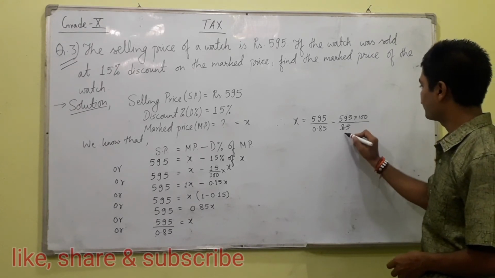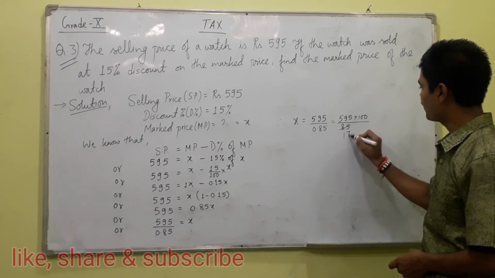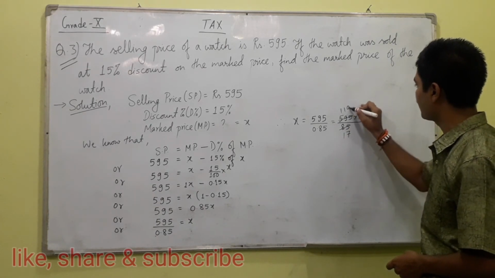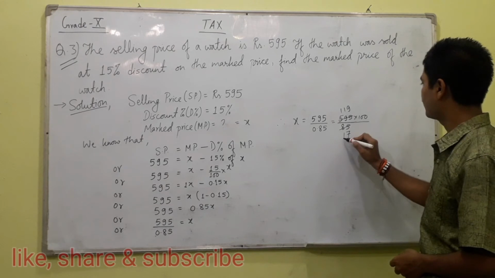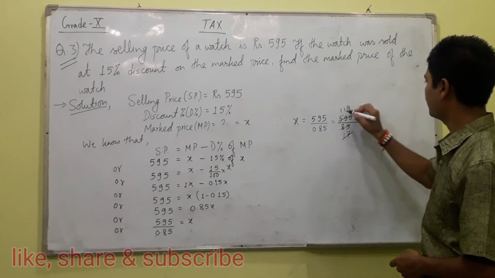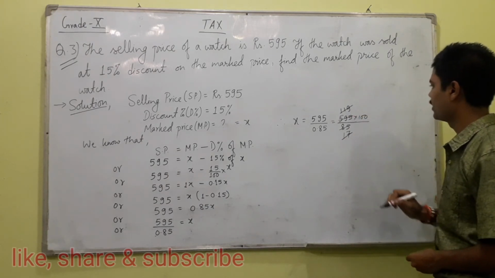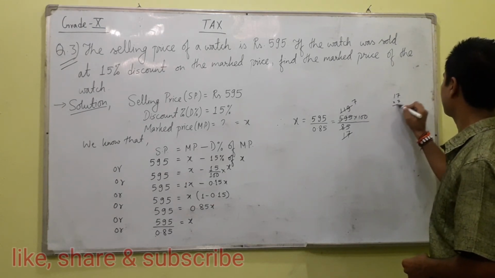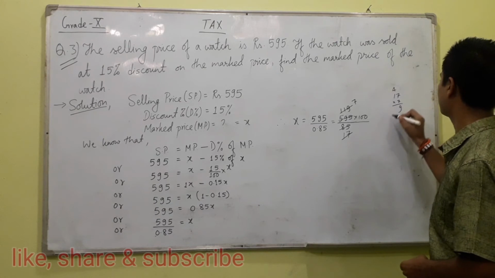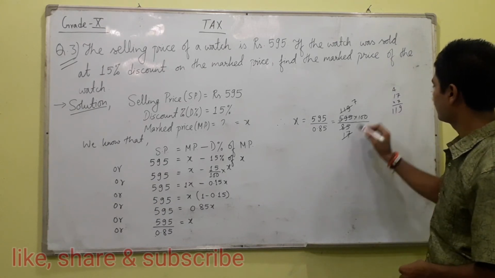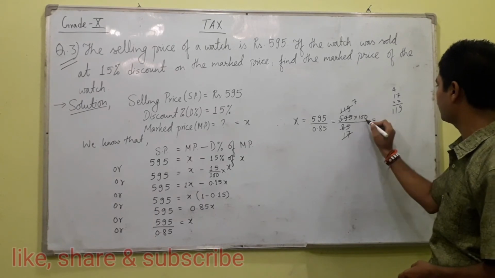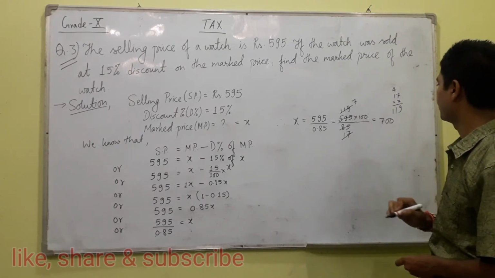Now 5 1s are 5 and 5 7s are 35, 5 1s are 5, 5 9s are 45, and 17 1s are 17, and how much are 17 7s? 17 into 7, 7 7s are 49, 7 1s are 7, 11. Yes, 17 7s are 119, therefore the value comes 7 into 100, 700.